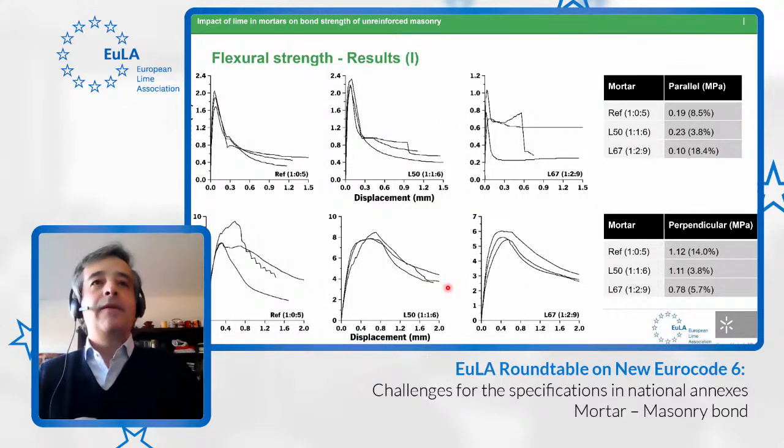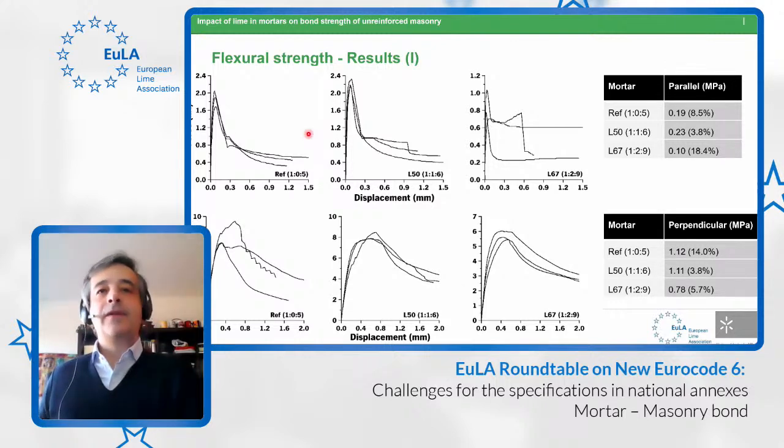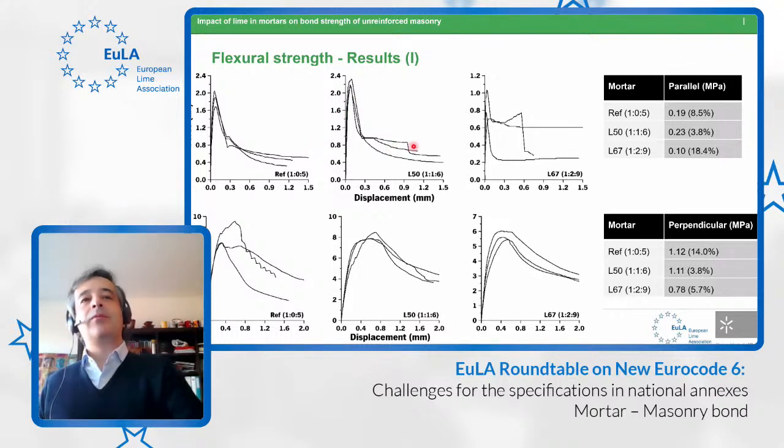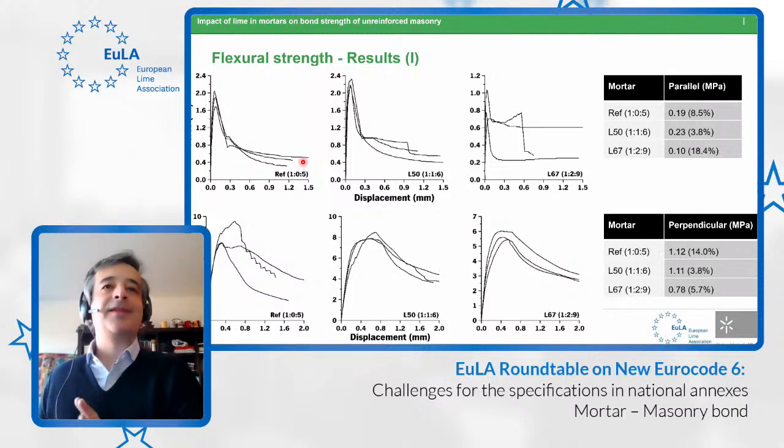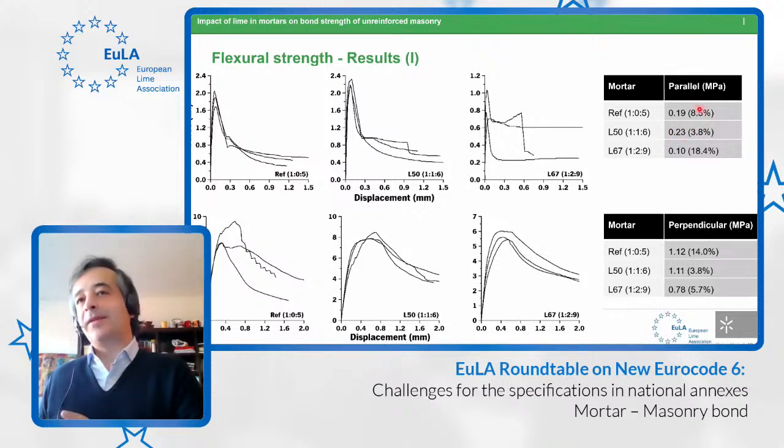Going into results and focusing firstly on the top part of the slide, where we see results for parallel to the bed joints flexural strength, focus first on the repeatability. So we have 3 specimens per each case, and we see the force displacement diagrams, which are decently coherent with each other. So it's very important when analyzing experimental results that we have faith in what we saw, and we are confident that this is a repeatable process. The results were naturally bigger in terms of calculated stress and strength for the reference and the L50. The L67 was smaller, and this was expected.